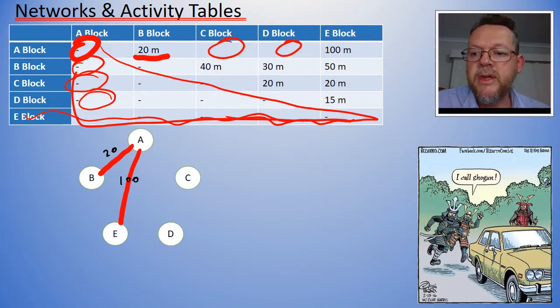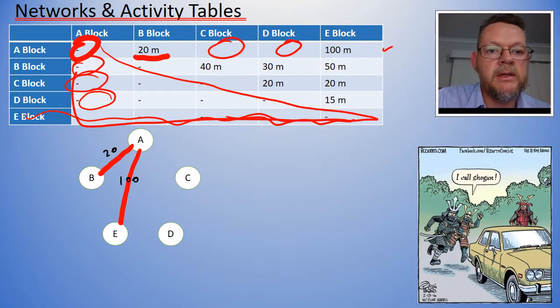So we've just got the important values listed. So let's continue now. We've done all our A block line. Let's look at a B block line. Now we're going to start at B block, and we want to say, can I get from B to B? Well, that doesn't make sense.